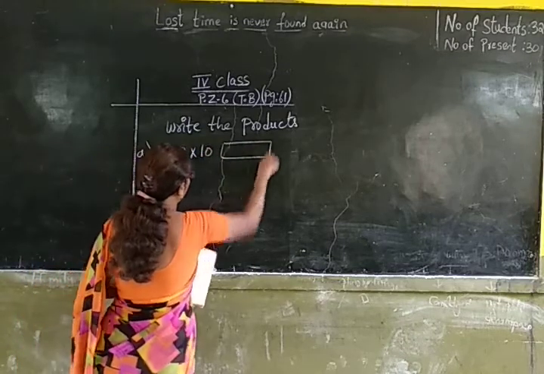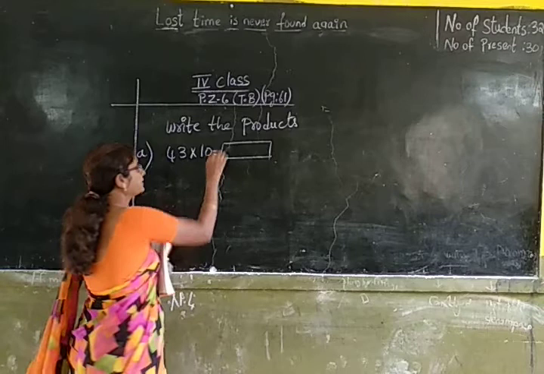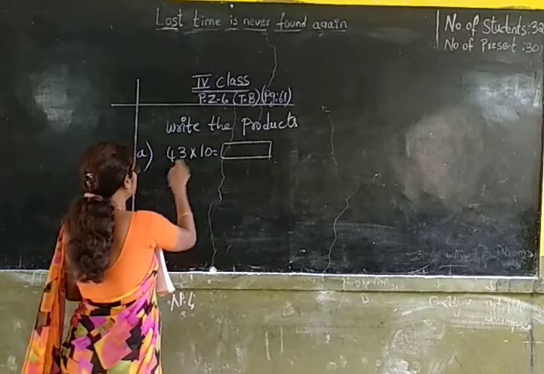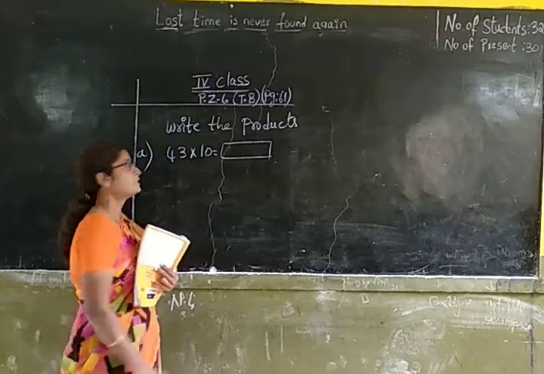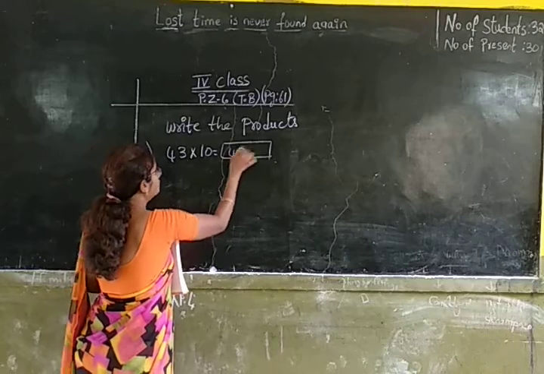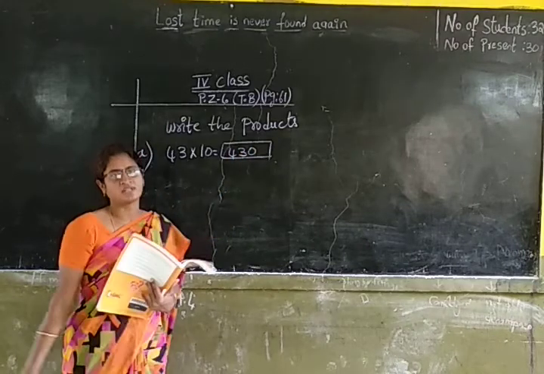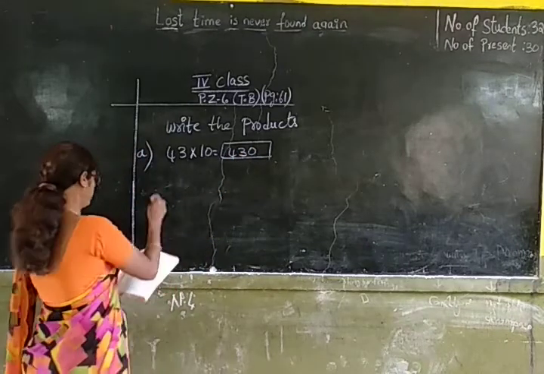So here we have to multiply with 10. So we can get the product by placing 1 0 to the right side of the multiplicand. Here the multiplicand is 43. So we have to place 1 0 to the right side of the multiplicand.